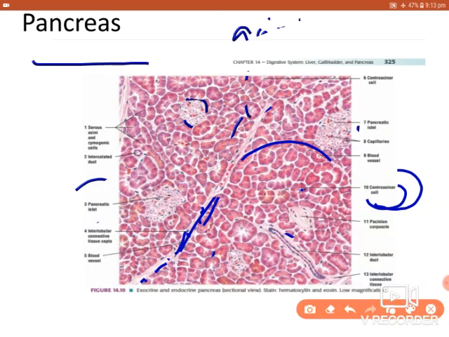Then in some places there will be intralobular ducts. Here we are not able to see any intralobular ducts in this section. Here there are interlobular ducts in the interlobular connective tissue. From there, they unite to form large excretory ducts. The intralobular and interlobular ducts are lined with cuboidal cells. Large ducts are lined with pseudostratified columnar to stratified cuboidal or columnar cells.